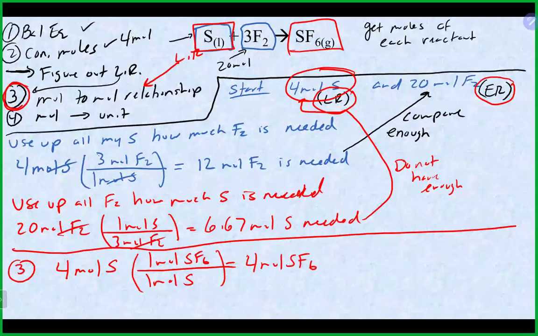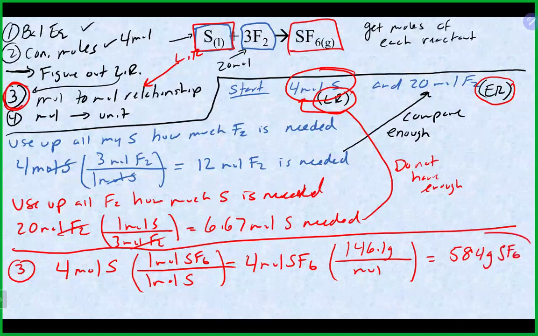I then could use the molar mass of SF6 that I could get from the periodic table. That's 19 times 6 for the fluorines plus 32.07 for the sulfur. That would give me 146.1 grams per mole. And that would tell me in this case, I should get about 584 grams of SF6 produced. This again would be my theoretical yield in this case. And this would obviously be our 4th step.